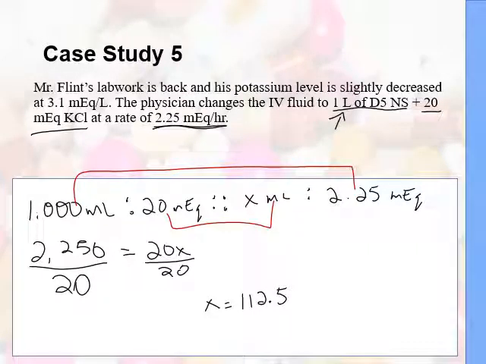Remember I told you for a medication pump, unless I tell you otherwise, you are to round to a whole number. Sometimes you'll see me put in the directions to round to the nearest tenth. You'll see it for things like heparin, peds IVs, things like that. But in this case, that is nowhere in the instructions, so you must round to a whole number, which means your answer will be 113 milliliters per hour.